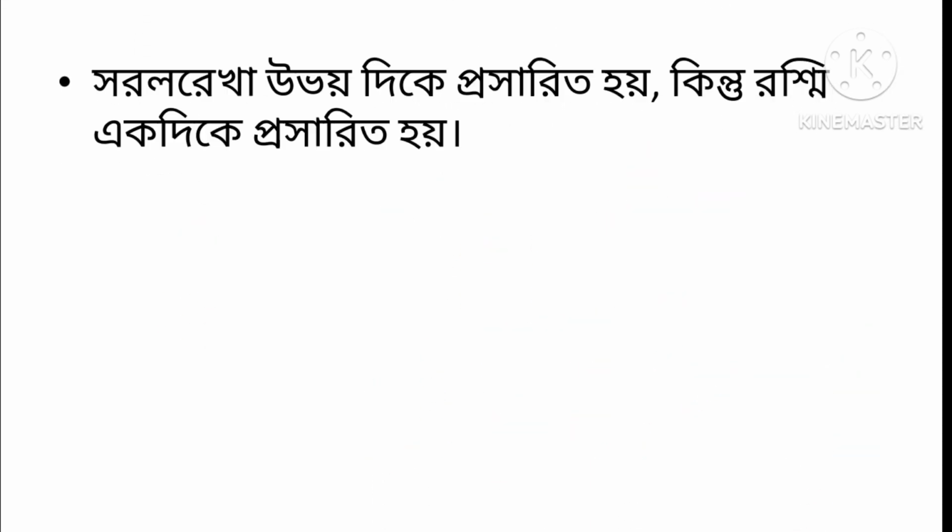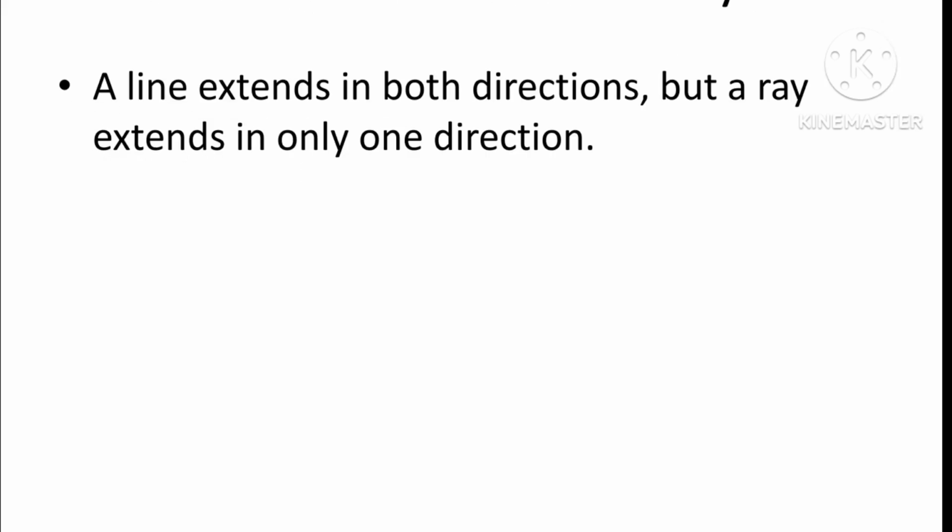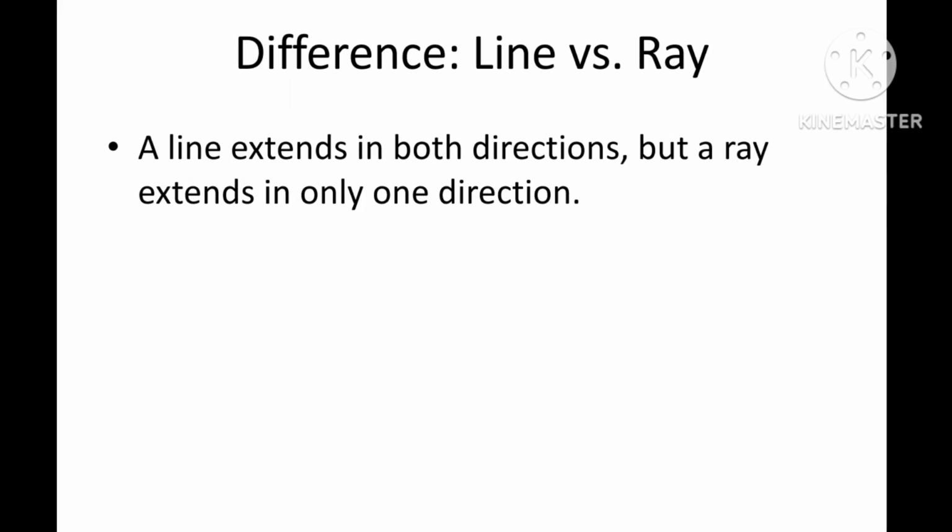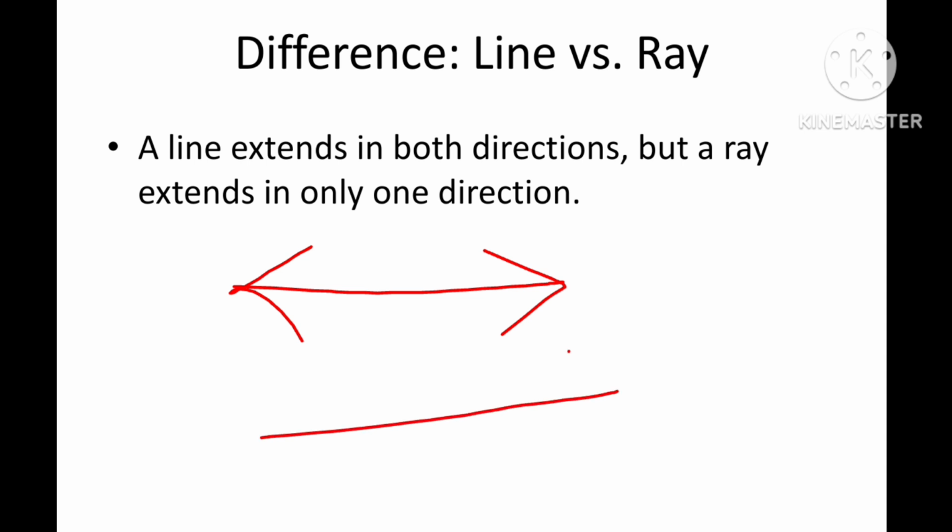Now the difference between a line and a ray. A line extends in both directions, but a ray extends only in one direction. This is a line. So this line extends both sides, and this is called a ray. A ray extends in one direction, that is, a ray has a starting point but no end point, and a line has no starting point, no end point.